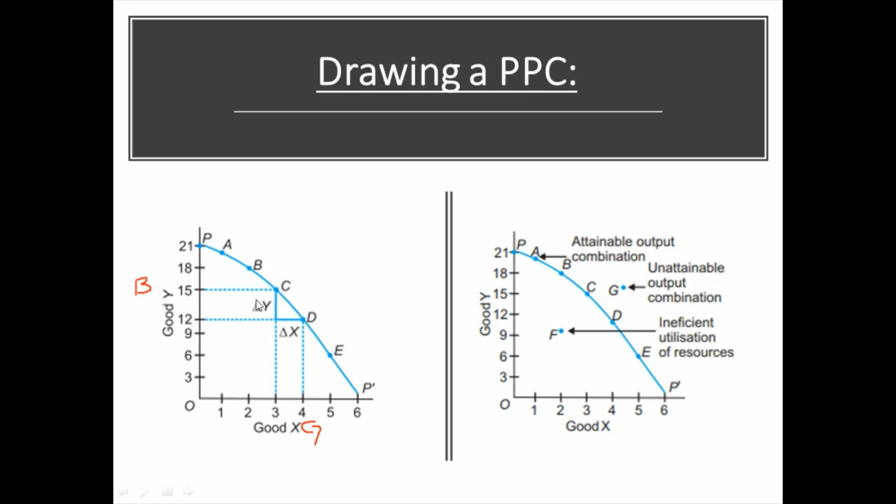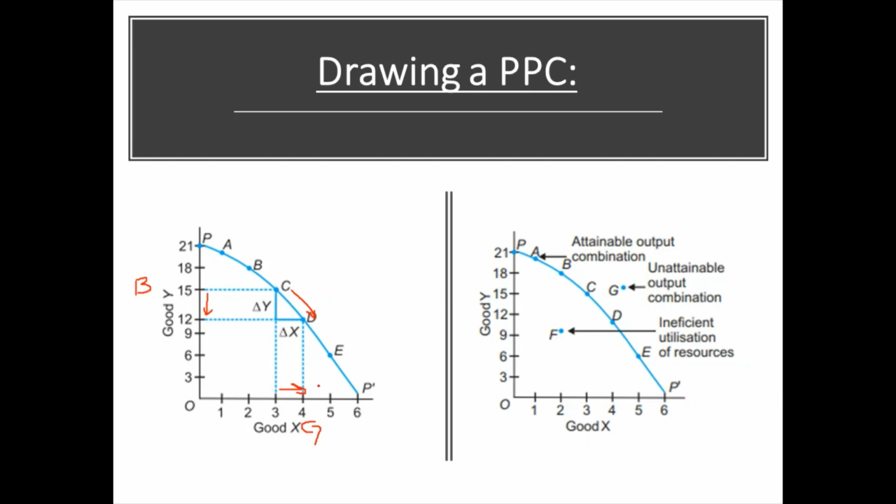Fine. Now these dotted lines that are being shown are basically the change that is happening. Suppose you're moving from point C to point D. What is happening over here is that your production of good Y is going down, but your production of good X is increasing.